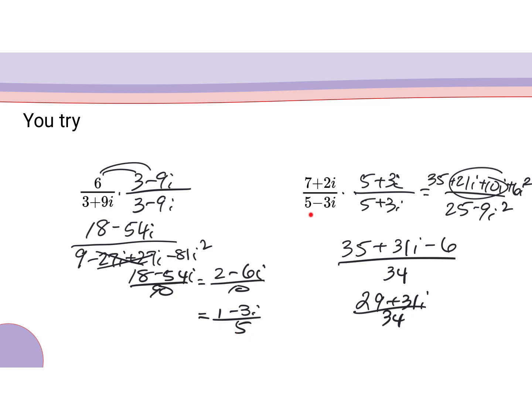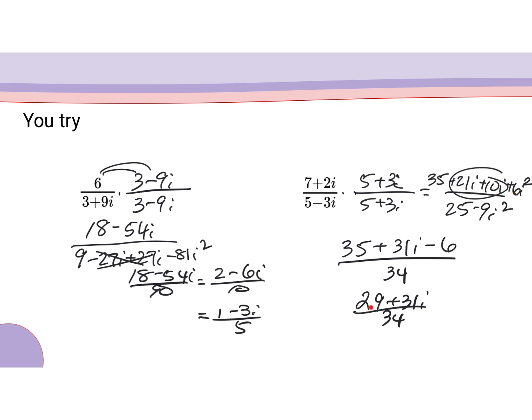Now in this one, I have to multiply by the conjugate, 5 plus 3i. Again, I just use my little shortcut here. 5 times 5 is 25. Negative 3i times 3i is negative 9i squared, giving me 34 in this denominator. Foiling out the top here, I end up with 35, 21i, 10i, 6i squared, which combine together to give me 29 plus 31i.